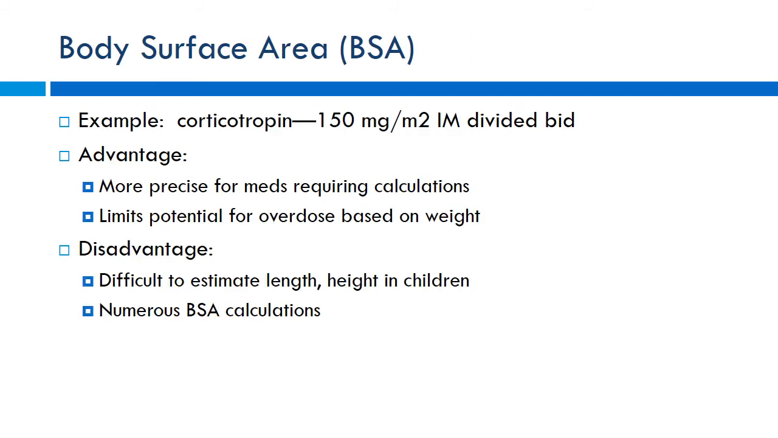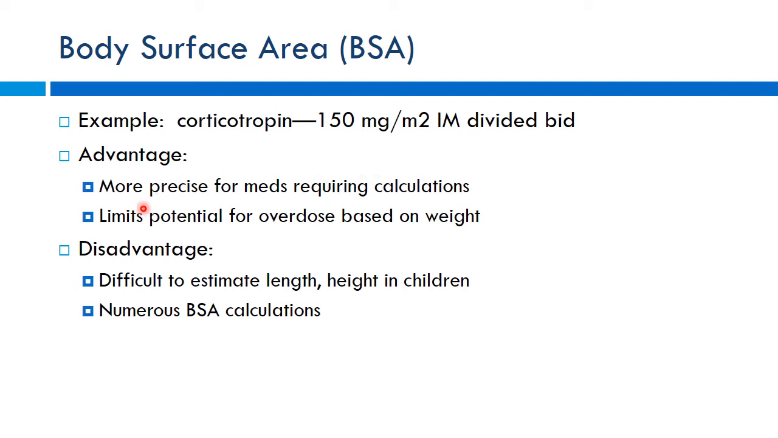Another thing you can do to take into account extremes in height or weight is by using body surface area. Essentially, this is where you dose drugs based on certain milligrams per meter squared. This is nice because when you figure out BSA, you're looking at the patient's height and weight, which means it's less sensitive to big extremes in weight, especially with kids that are taller or shorter.